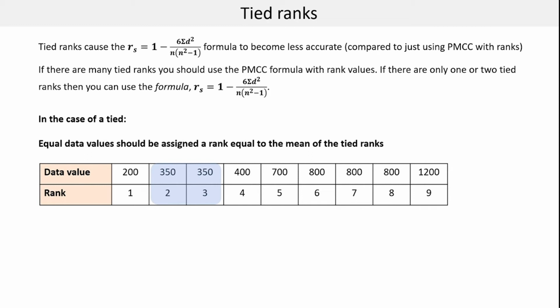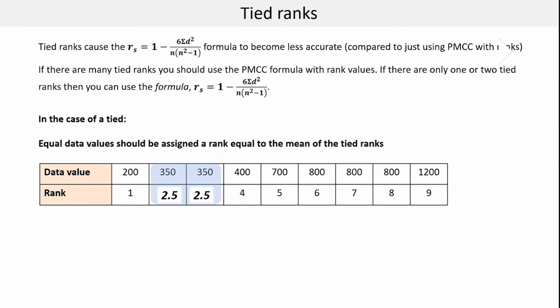What we do instead is we take the average of the ranks that we would have assigned, and we assign them both their average. So 3 and 2 would average 2.5. We give both of these data points the rank 2.5. Okay, let's have a look through the data. Are there any more duplicates?